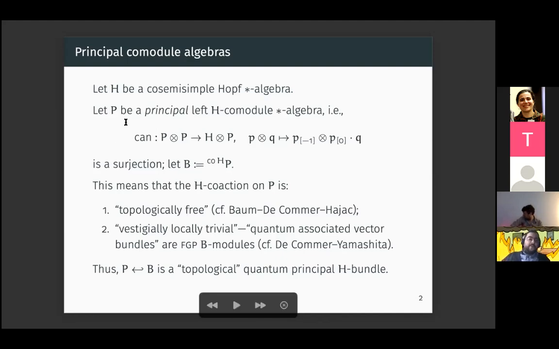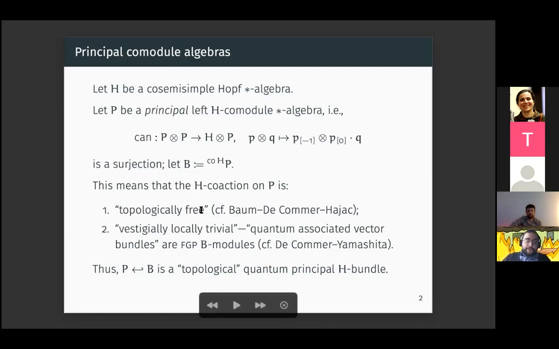Okay. So I'm trying to write this definition in as simple a manner as possible. If you ditch this co-semi-simplicity, then you want the map from P tensor over B of P to be a bijection, and then basically you want the existence of a universal connection. But that's another story. What I want to say is that this is a good notion of being a topological quantum principal bundle.